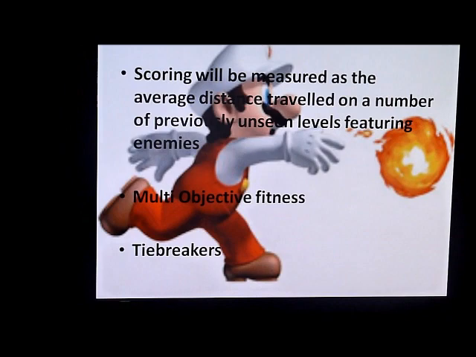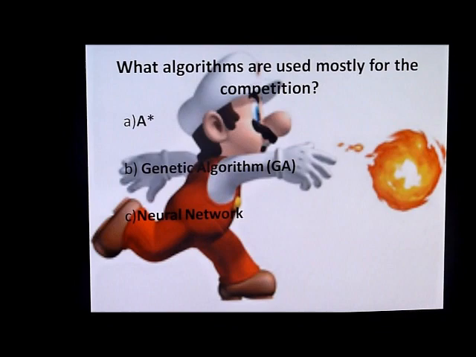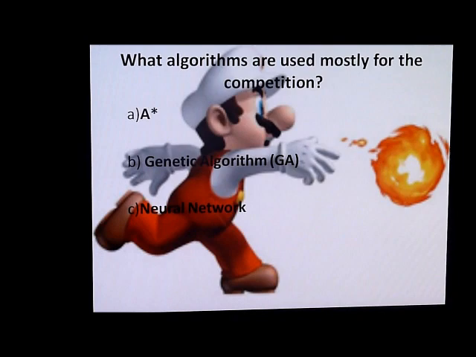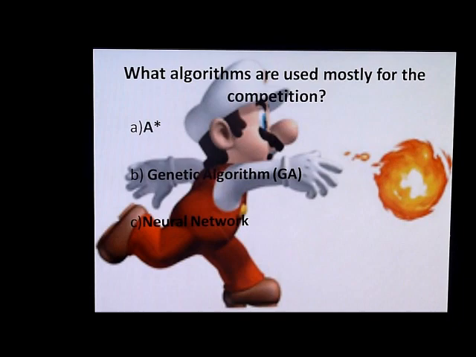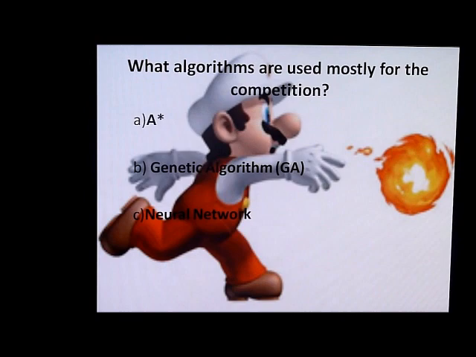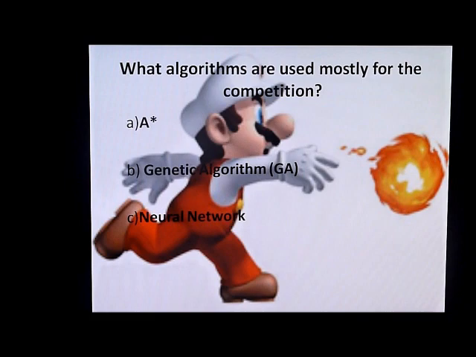Now, what algorithms are mostly used for the competition? First of all, A-star. A-star search is a well-known, simple and fast algorithm to find shortest paths, which seems perfect for the Mario competition. As it turned out, A-star search is fast and flexible enough to find routes through the generated levels in real time. Secondly, genetic algorithm.